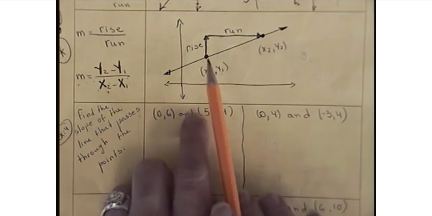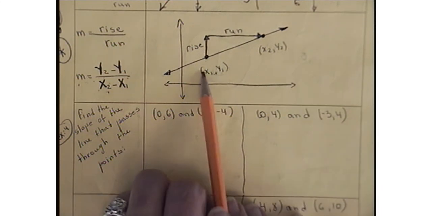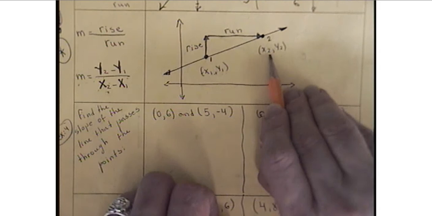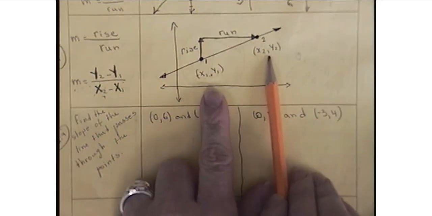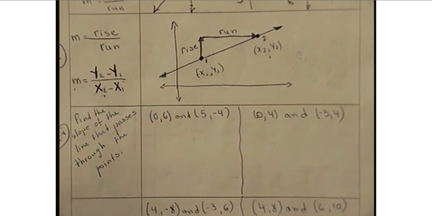So if I have one point, I will call the coordinates x1 and y1. Let's say this is my first point. And if this is my second point on the graph, the coordinates will be x2, y2. So using the coordinates of the points, if I substitute them into the slope formula, I will be able to calculate the slope. So let's begin with an actual example.